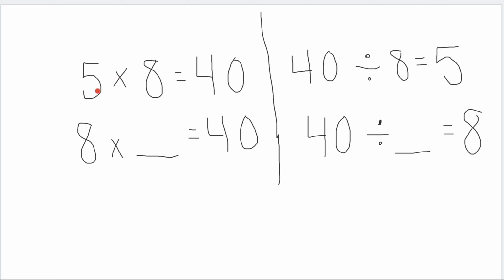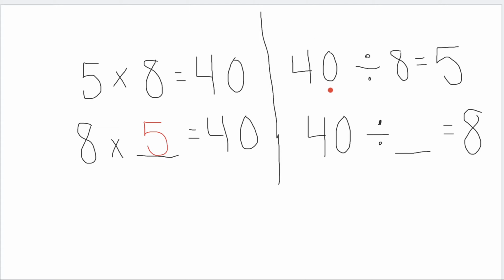So let's take a look at the multiplication problems. We have 5 times 8 equals 40. Well, we know that with multiplication, we can apply the commutative property, which means the order doesn't matter. So if 5 times 8 equals 40, we also know that 8 times 5 equals 40.